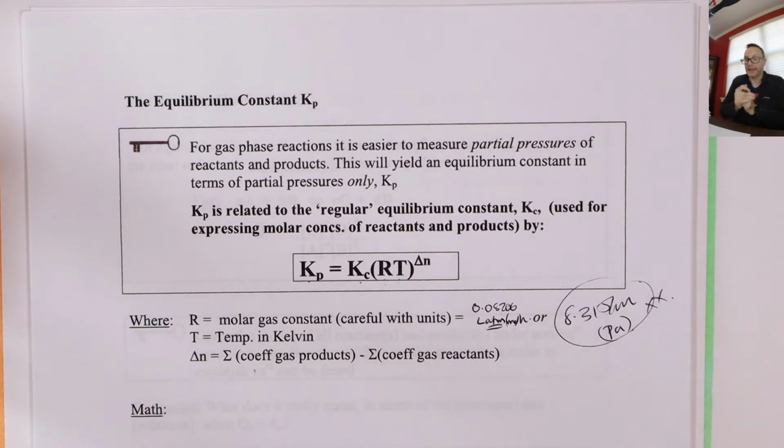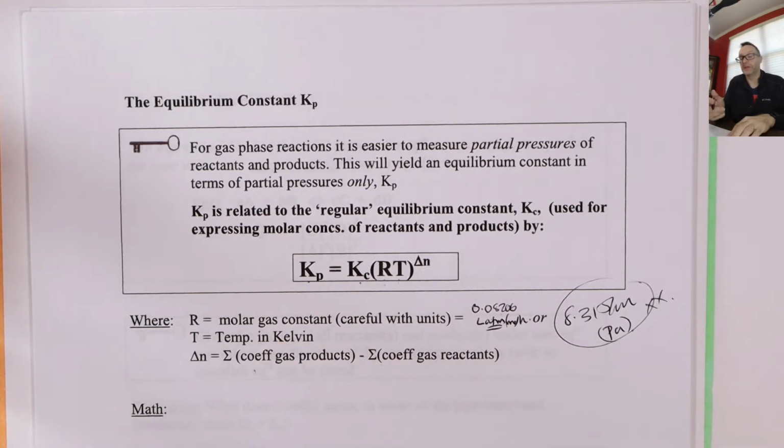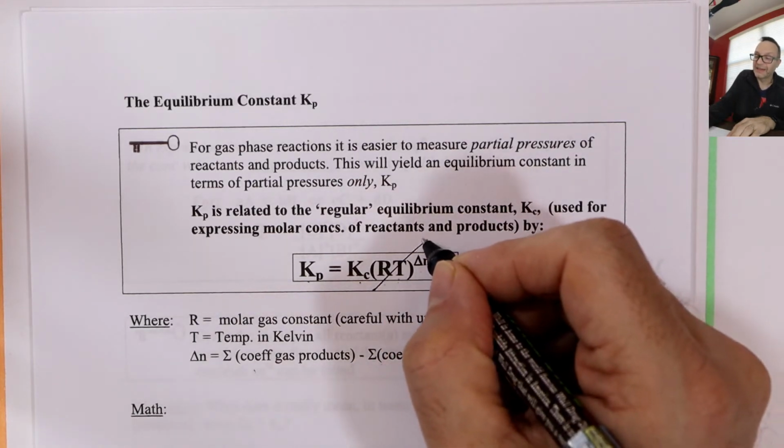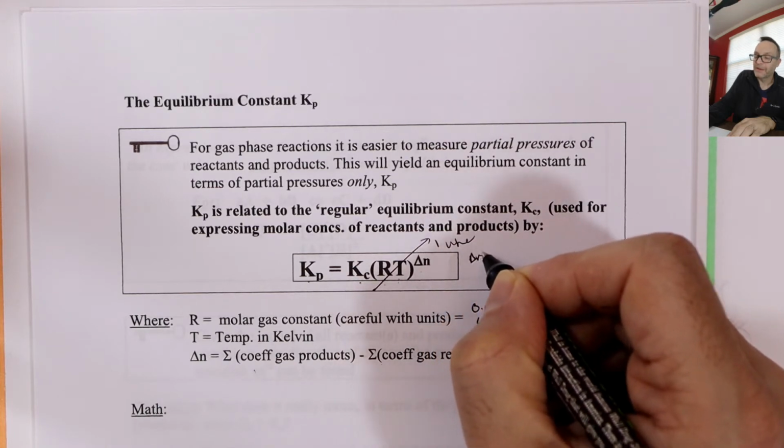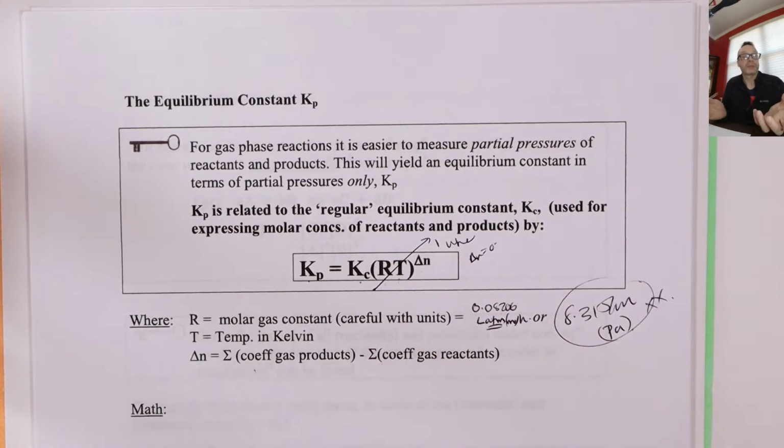Interesting. Now, special case. If it's the same number before and afterwards, delta N is 0, isn't it? Anything raised to the power of 0 is 1, right? So when delta N is 0, Kc equals Kp. All right, so that's a nice little trick. You only have a difference in Kc and Kp where there's a change in the moles of gas before and afterwards. Do you make more gas? Do you make less gas? Delta N would be a number, not 0.